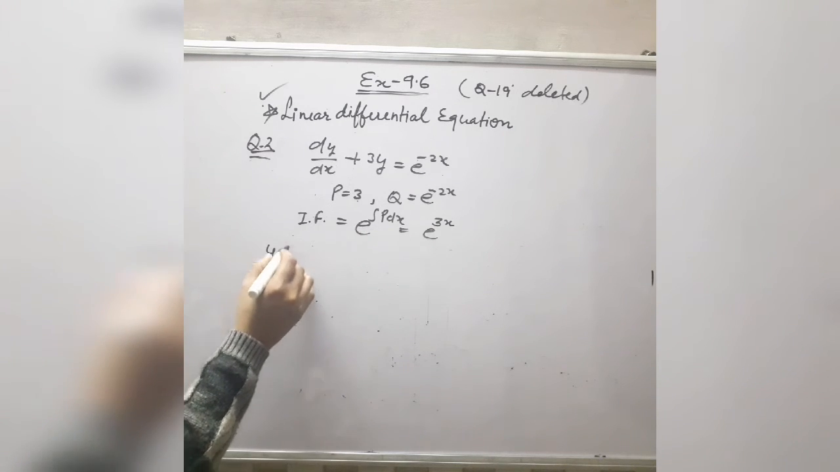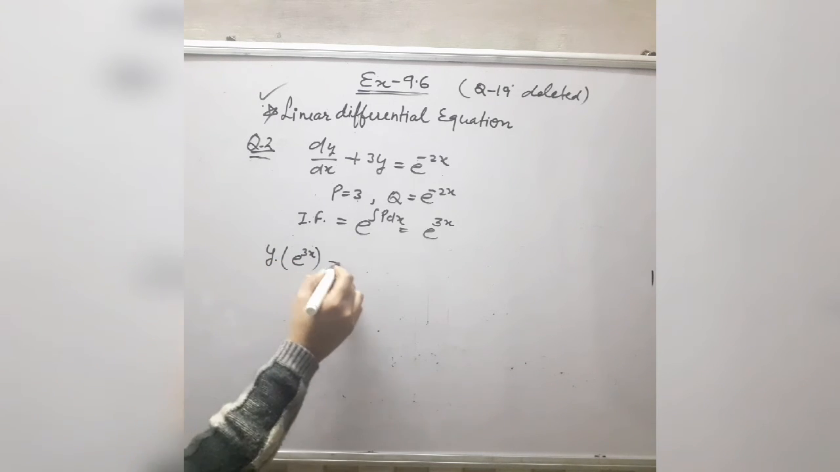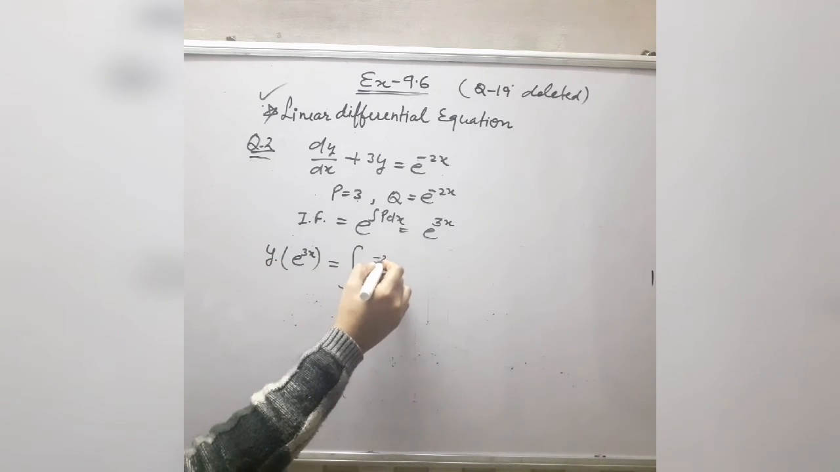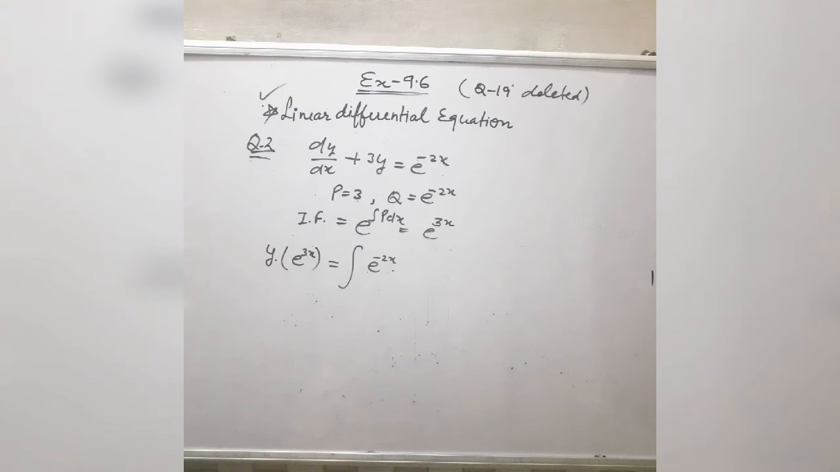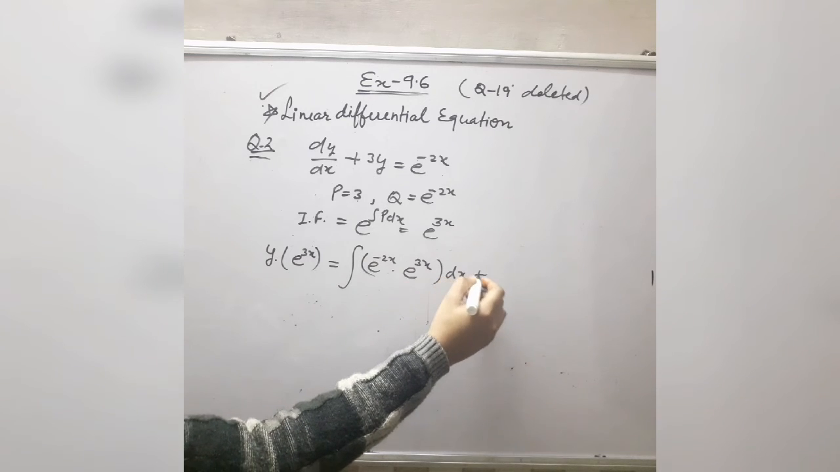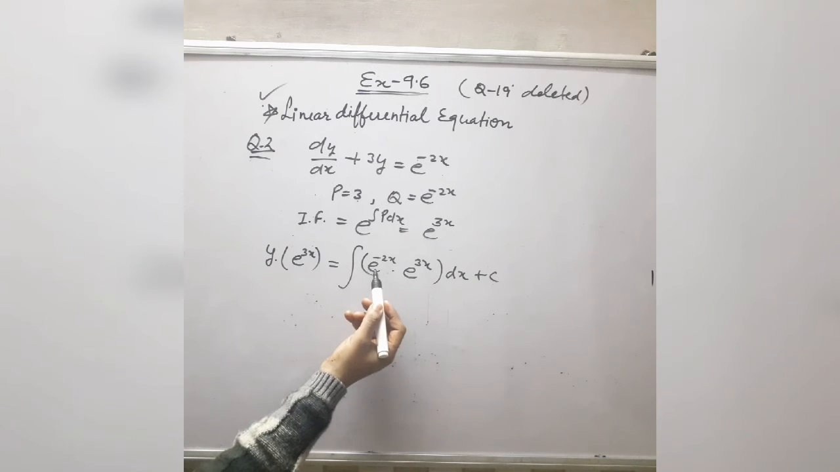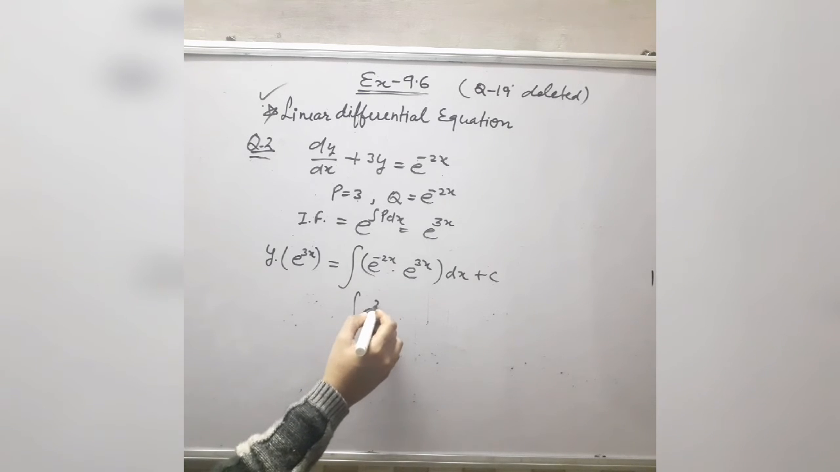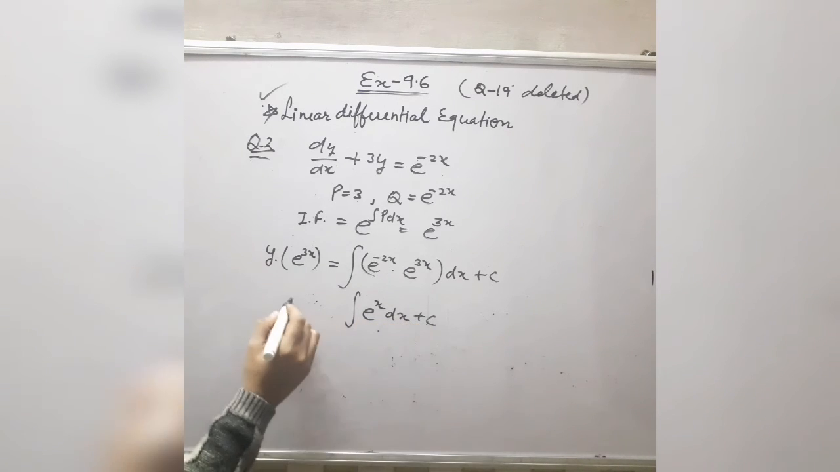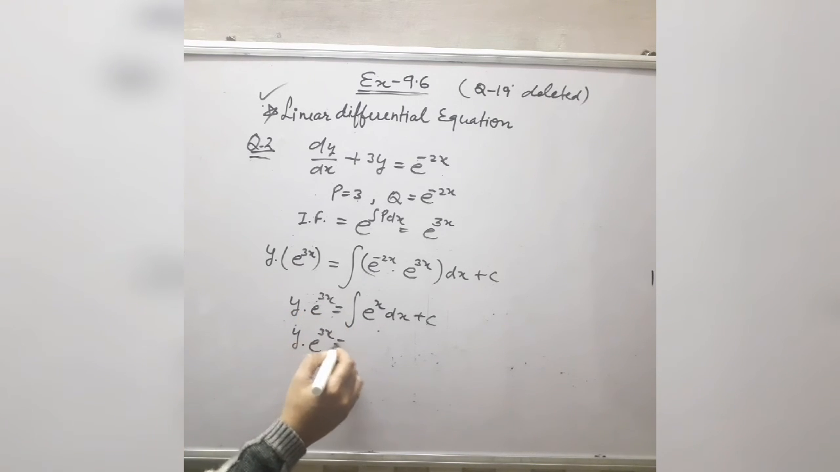Now we will find out the solution. Y into integrating factor means y into e raised to power 3x. This is equal to integration of q, where q is e raised to power minus 2x, into integrating factor e raised to power 3x, then whole integration with respect to x plus integration constant c. Now e raised to power 3x into e raised to power minus 2x becomes e raised to power x. And all of you know that integration of e raised to power x is e raised to power x plus integration constant c.